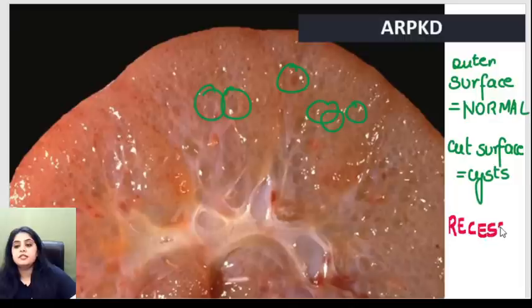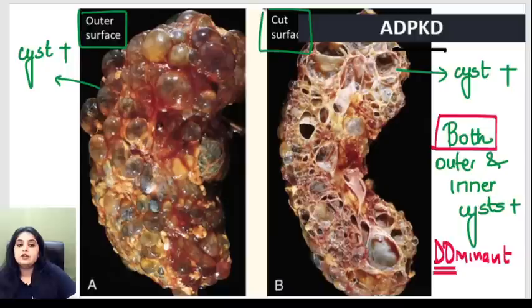So how have I learnt it? In recessive variety, you are seeing they're receding inside, they're hiding inside. Outer is normal. In autosomal dominant, you can very well see that they are present all over, outside also, inside also. So that is dono varieties are seen.